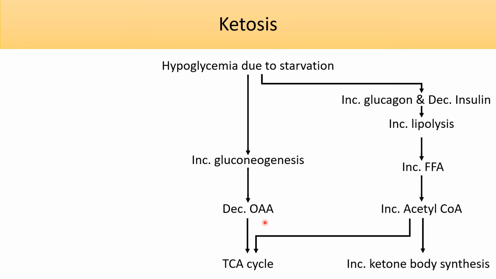So normally oxaloacetate will combine with acetyl-CoA and it will enter the TCA cycle. Now the oxaloacetate concentration is reduced. So even this acetyl-CoA will be channeled for ketone body synthesis. So there will be further increase in the ketone body synthesis. This is how in starvation ketoacidosis, ketone body production is increased and oxaloacetate is reduced. So the TCA cycle will not occur.